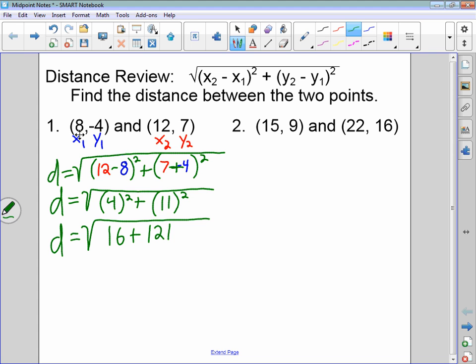Remember, at this step, all of our numbers should be positive. If we have a negative number at this step, we have done something wrong. Go back to those squares and make sure we include the parentheses. 16 plus 121 is 137. So we have the square root of 137. And I take the square root of that, and I am rounding to the tenth. It is 11.7.